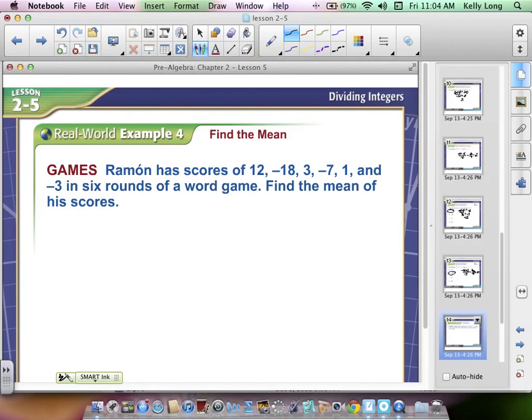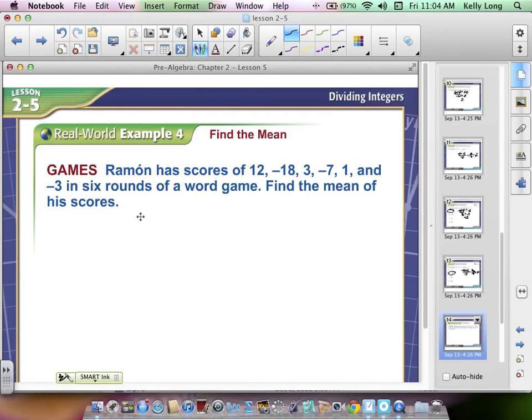Find the mean. Do y'all remember what the mean is? The mean is just the average of the numbers, okay? Just finding the average. So it says Ramon has scores of 12, negative 18, 3, negative 7, 1, and negative 3 in 6 rounds of a word game. Find the mean of his scores. Okay, so find the average. What do I have to do to find an average? You have to add all the scores together and then divide by the total number of scores.